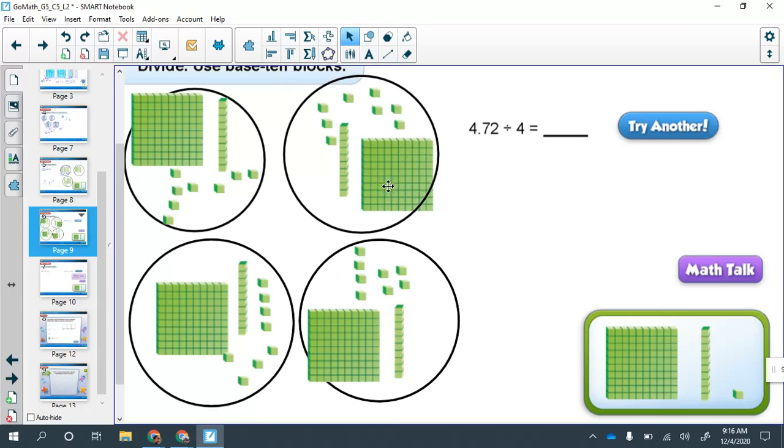Now I just need to sort it out, and I just need to look at each group or one of the groups, right, and figure out how many units do I have in here. So I'm going to choose this one down here, and I have 1, 1/10, then 1, 2, 3, 4, 5, 6, 7, 8 hundredths. So that means that the answer to 4 and 72 hundredths divided by 4 is 1 and, remember we had 1/10 and 8 hundredths, so 1 and 18 hundredths. All right.